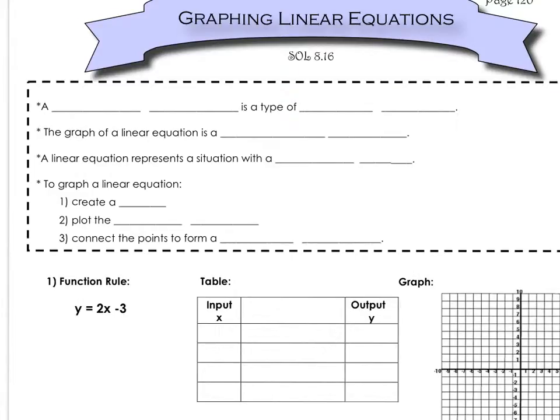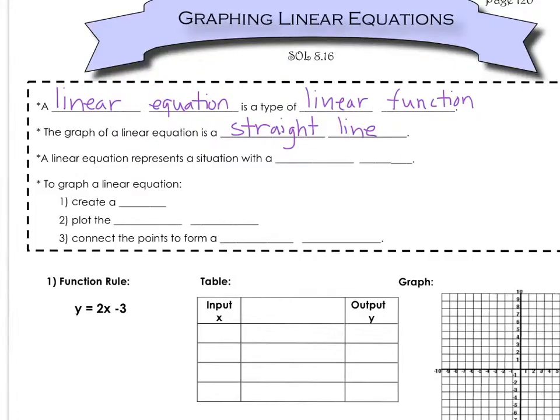Today we're going to be learning how to graph linear equations. A linear equation is a type of linear function. And remember, a function is where only one member of the x is paired with one element of the y. And the graph of the linear equation, since it's a function, it's going to be a straight line. So every time we graph these on the coordinate plane, you're going to get a straight line.